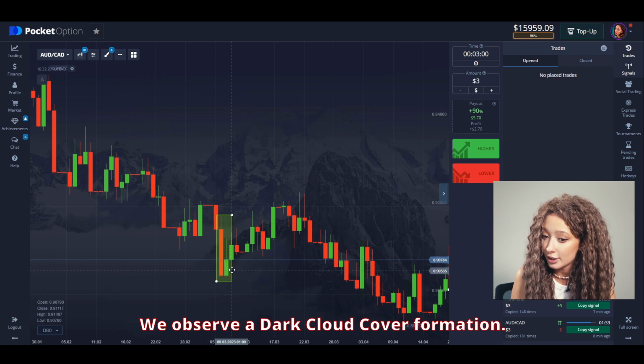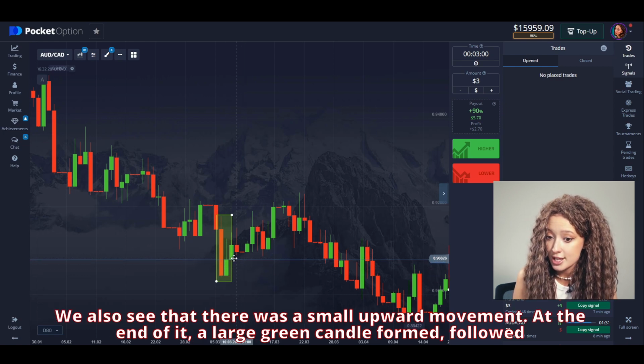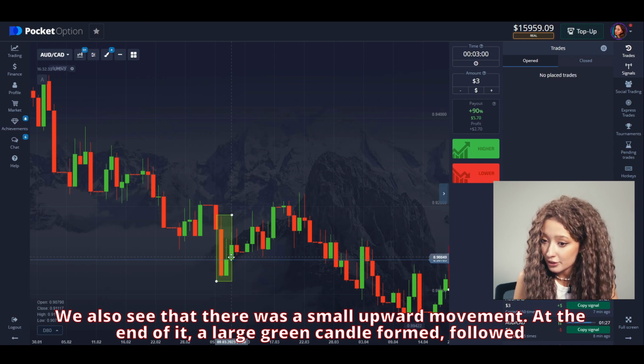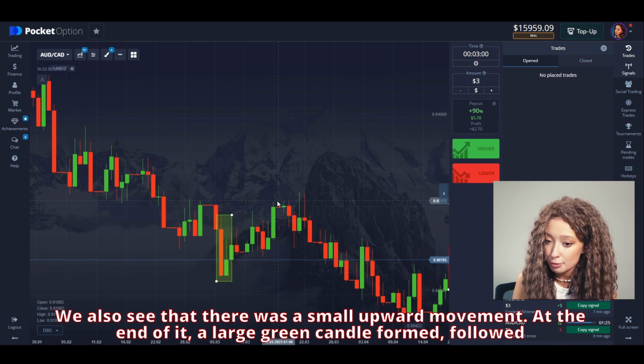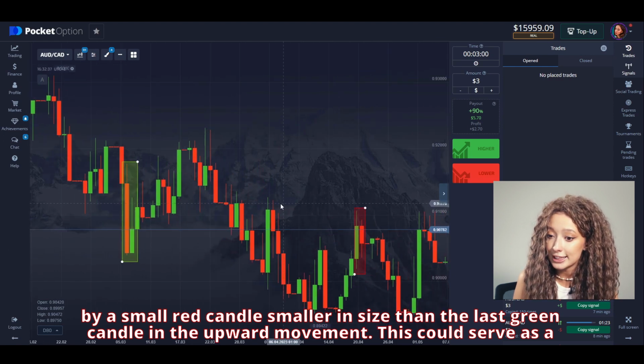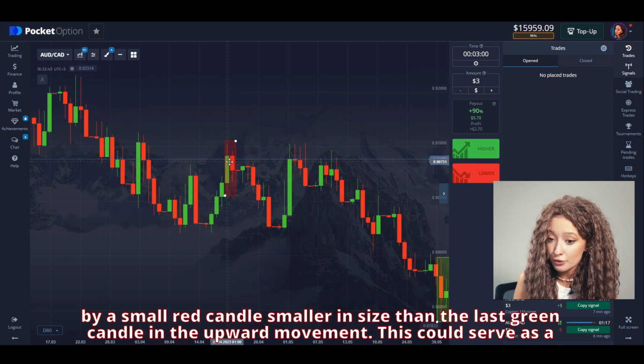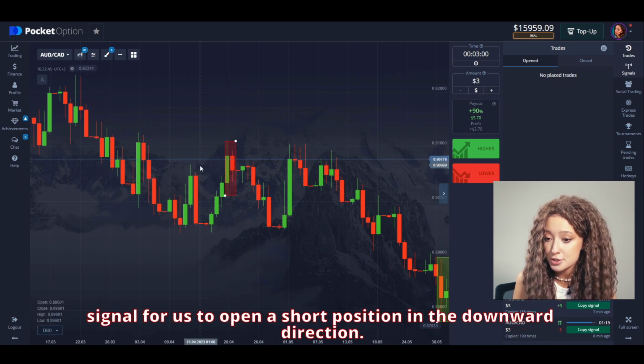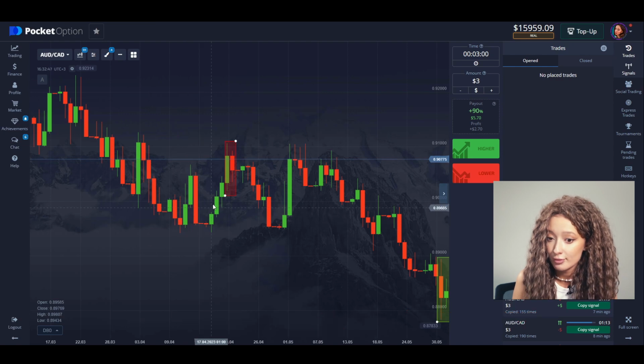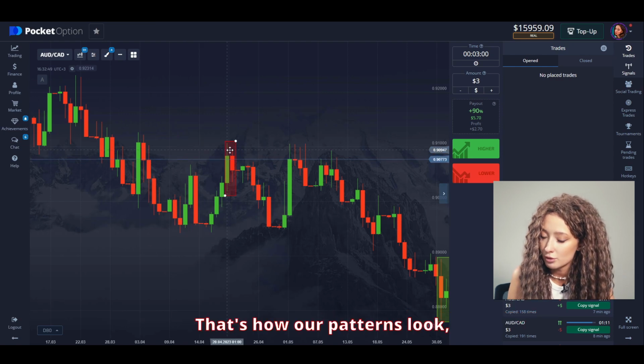The same goes for a dark cloud cover formation within the trend. We also see that there was a small upward movement, and at the end of it, a large green candle formed, followed by a small red candle smaller in size than the last green candle in the upward movement. This could serve as a signal for us to open a short position in the downward direction. That's how our patterns look, friends.